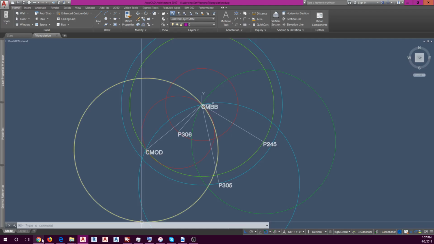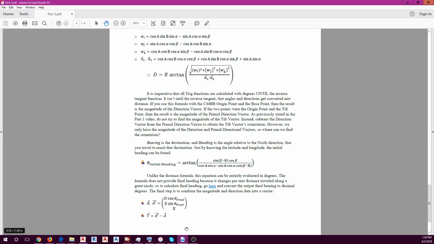Now, that being said, this right here is very important. Bearing and heading are different. Bearing is the destination location. So bearing is the latitude and longitude coordinate, and heading is the angle that you need to travel relative to the north that would give you that destination.